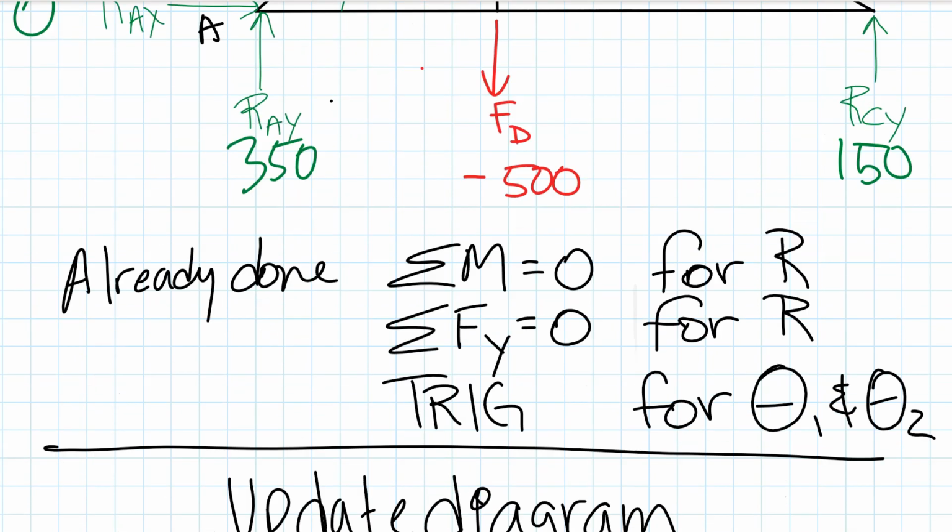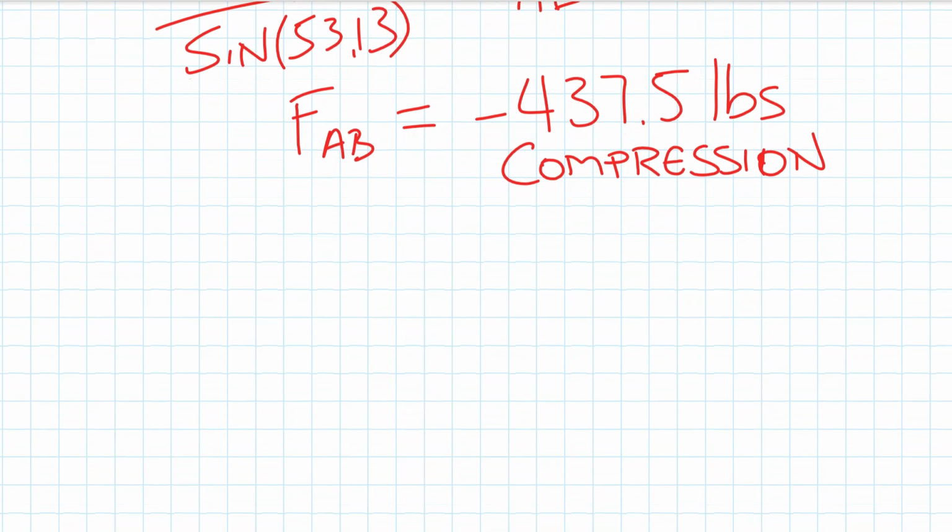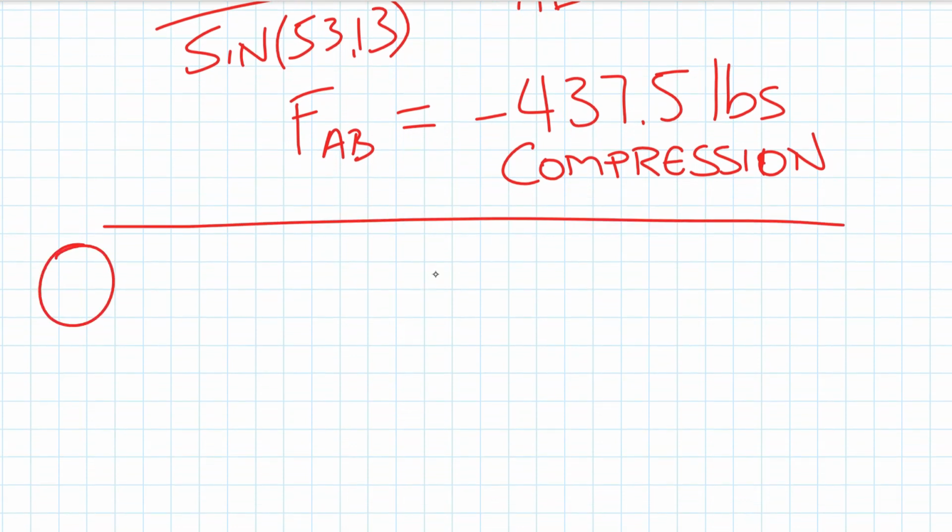So we've updated our diagram. Now we're going to look at what's happening at point A in the X direction. This time I'm not going to talk you through all the steps. I'm just going to write them down and then discuss it after I finish.